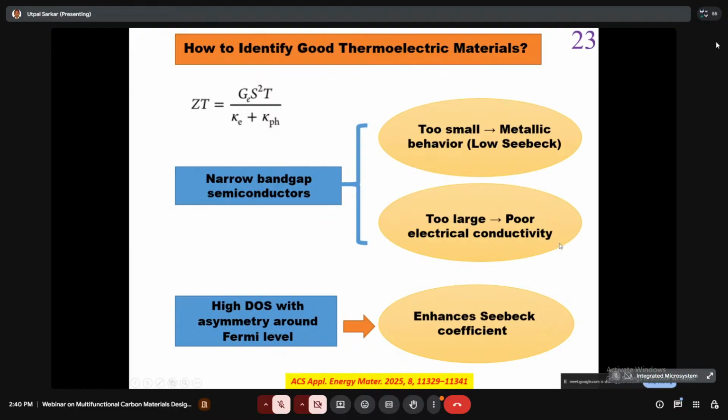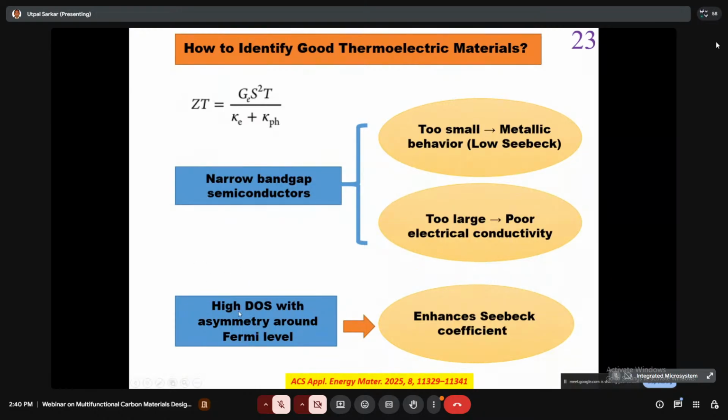then your electrical conductivity will be very less. So this quantity will again be less. So it's basically a problematic thing. If you try to increase one, then you have to decrease another one. So you have to play with it to find the particular value that gives the maximum ZT.